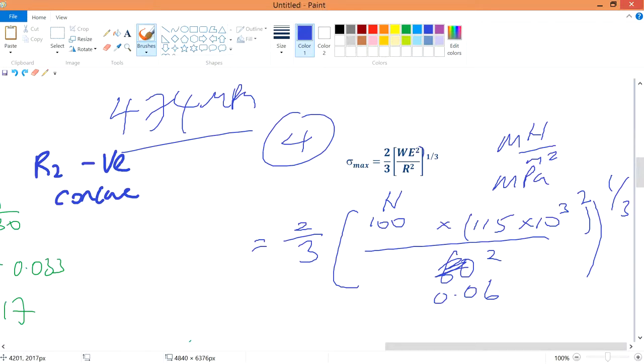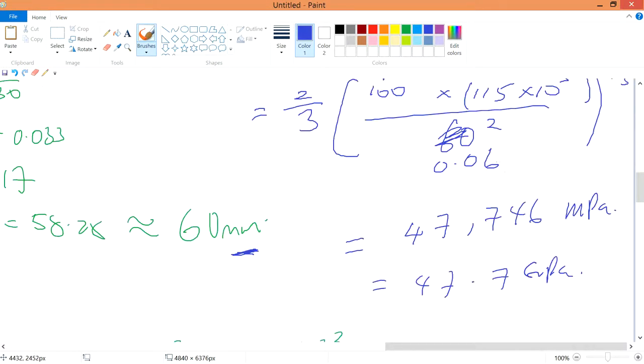Alright, so therefore be careful. Do this first and then the 1/3 cube root and then multiply with 2/3. So therefore let's calculate for the answer now. If I were to use 0.06, I will get 47.7 GPa.